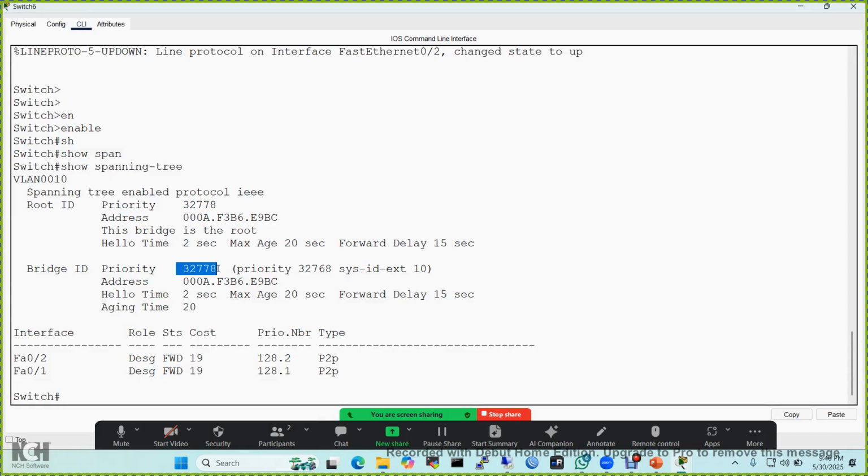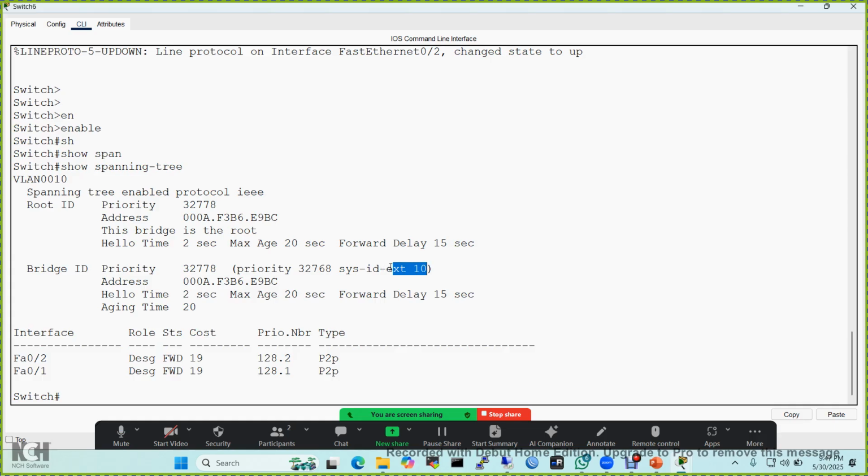778. What was the default? 32768. Yeah, 32768. Why is it 778? This is the system ID. We are adding 10, and this is the VLAN number. Yeah, VLAN number. What is the number?